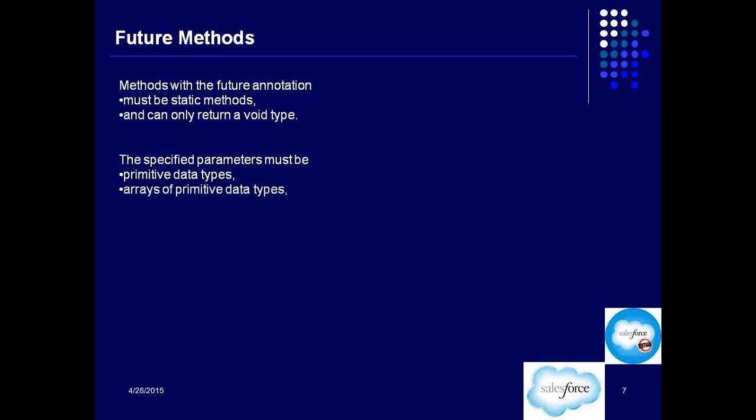Okay, we know what primitives are, right? String, integer, ID, date, boolean, date time. S object, account, contact, these cannot be supplied as a parameter for future methods, or a collection of them. So this is what is allowed to be passed as a parameter for future methods.